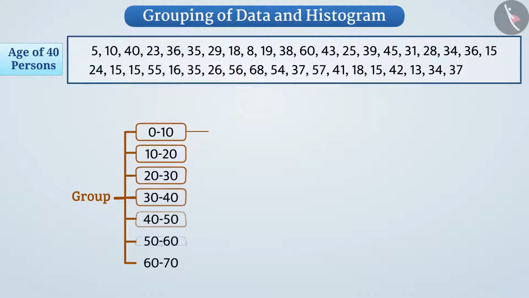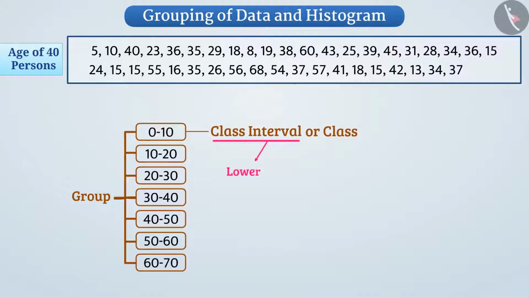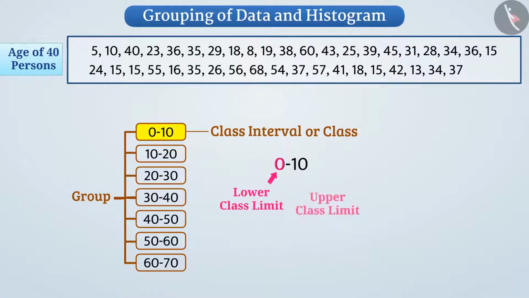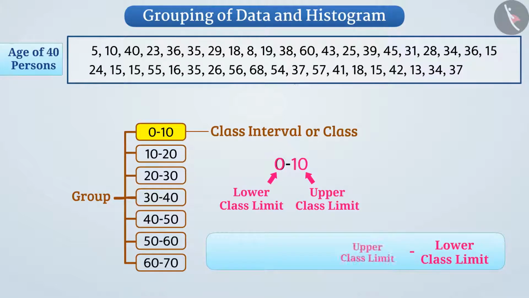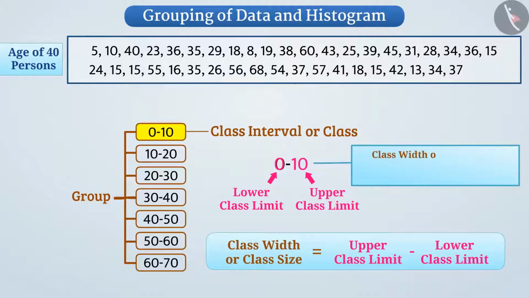We call each group a class interval or class. Each class interval has a lower class limit and an upper class limit. Like 0 to 10 has lower class limit 0 and upper class limit 10. By subtracting the lower class limit from the upper class limit of a class interval, we get the difference between the two. We call it the class width or class size of that interval. For example, the class width or class size of the interval 0 to 10 is 10 minus 0, equal to 10.